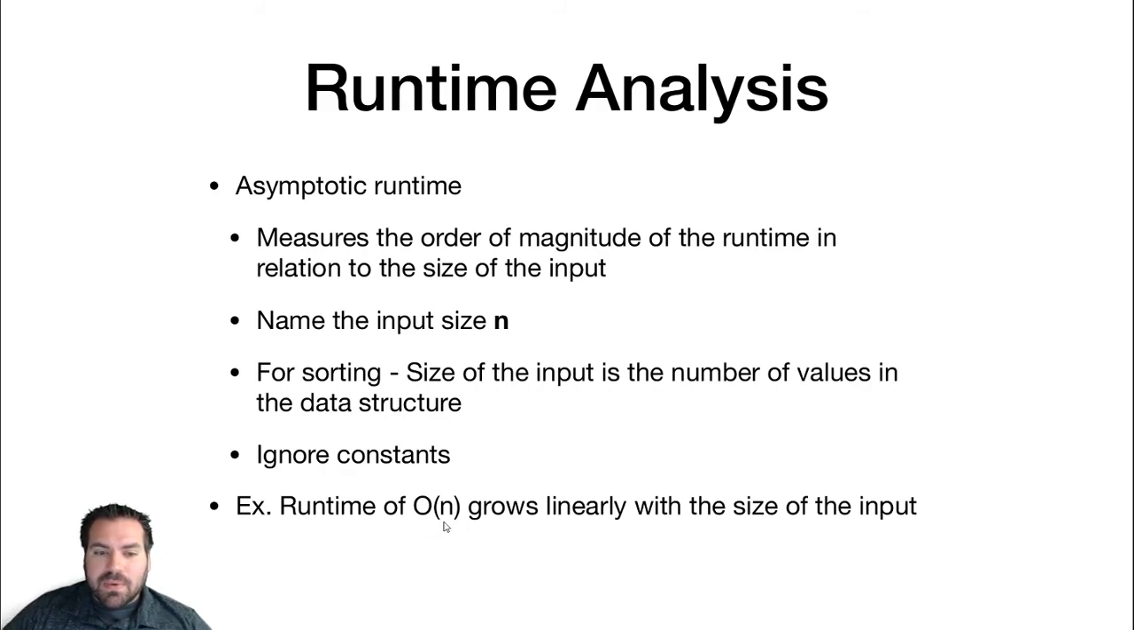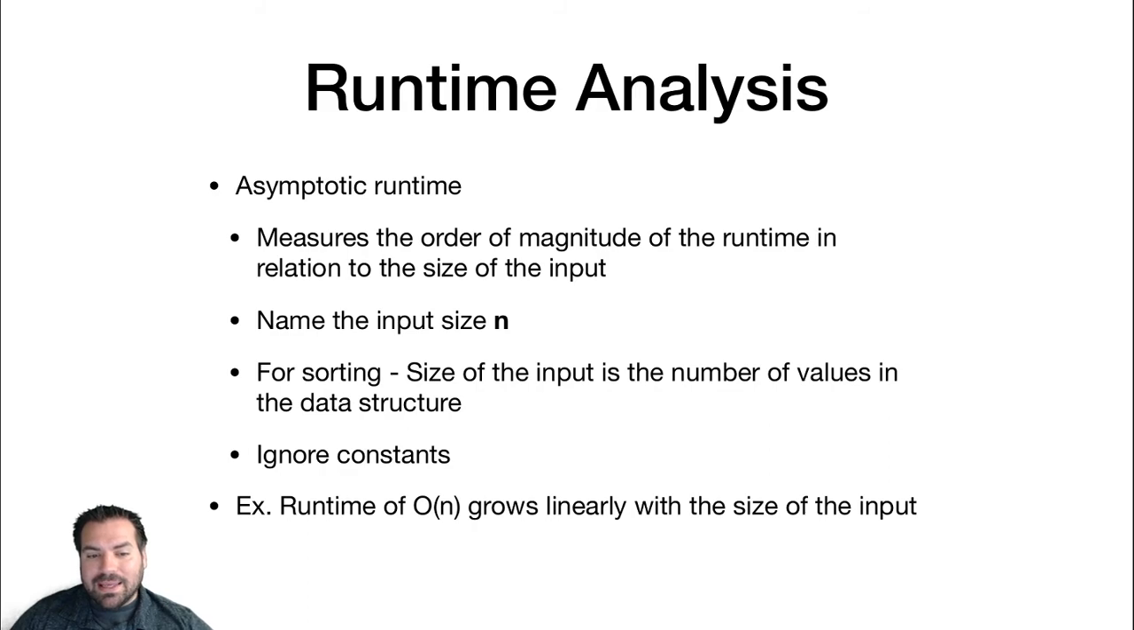And for example, a runtime of big O of n is going to be a linear runtime because the runtime is going to grow linearly with the input. This might be any linear equation. It might be 3n plus 6 or whatever, or a million n plus 8, 1/2 n minus 3.